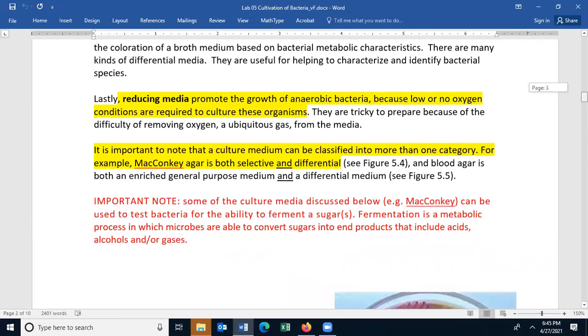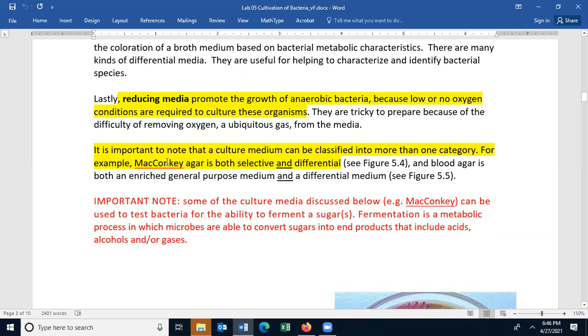There's one more type of media you need to know. It's a reducing media. A reducing media is one that promotes the growth of anaerobic bacteria. What a reducing media has are chemicals that remove oxygen from the media. So there will be either low to no oxygen in the reducing media. And anaerobes will need to grow in a reducing media. Thioglycolate is a reducing media, and we'll talk more about thioglycolate later.